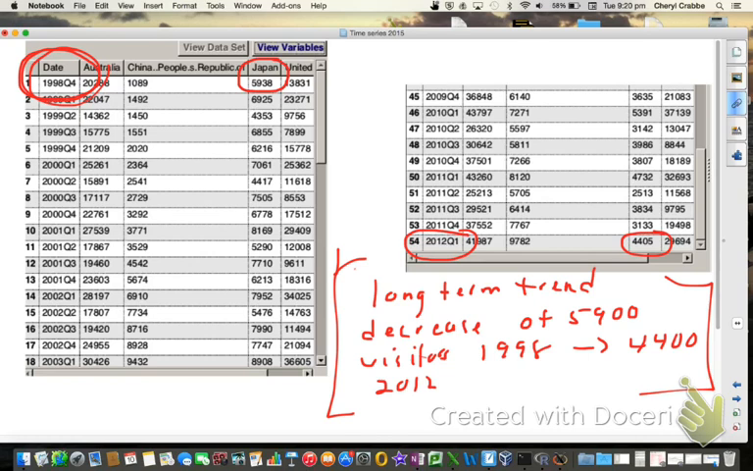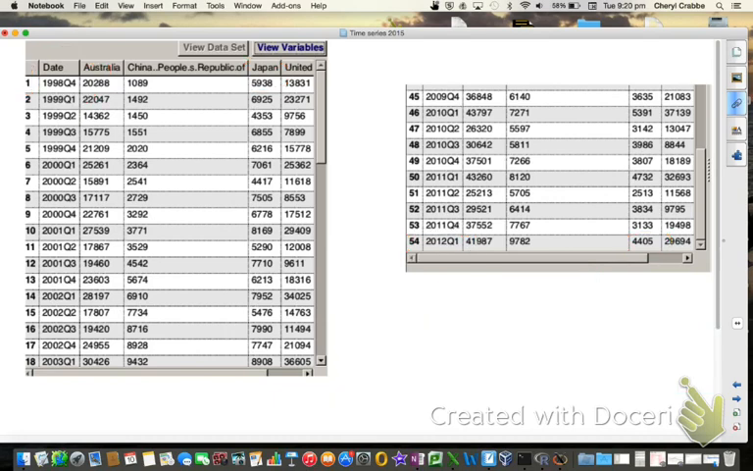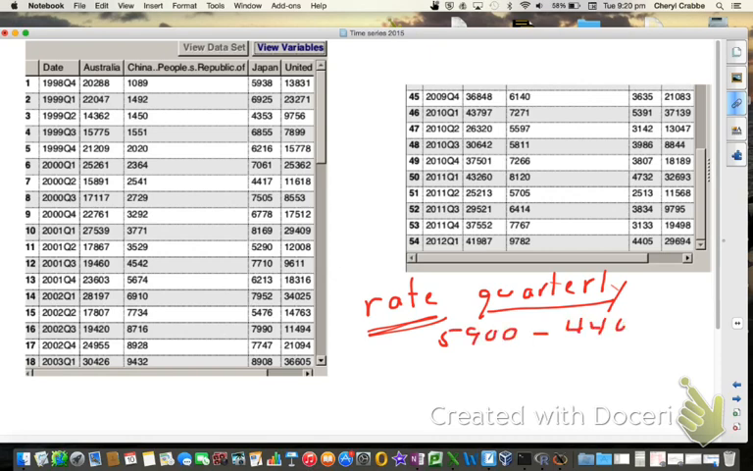The second thing that you've got to do is a rate. Now, I think if it's quarterly data, from what I've seen of the exemplars, you should make your rate per quarter. Now, how do we do that per quarter? Well, you take that difference, which is 5,900 minus the 4,400, and you're going to get 1,500, a decrease of 1,500 visitors over the time.